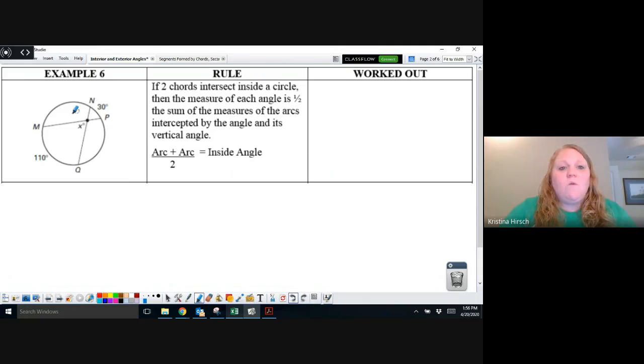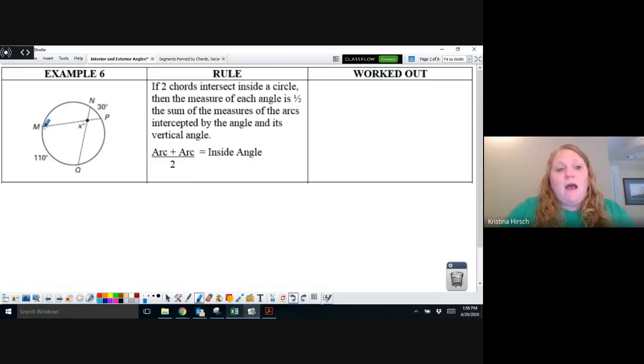All right, so here's one of our properties. For this property, it says, if two chords intersect inside of a circle, then the measure of each angle is 1/2 the sum of the measures of the arcs intercepted by the angle and its vertical angle. And I don't know about you, but that is a lot of verbiage. Okay, first of all, I don't even know what that really just said. So I'm going to put it in terms that are a little bit easier to understand.